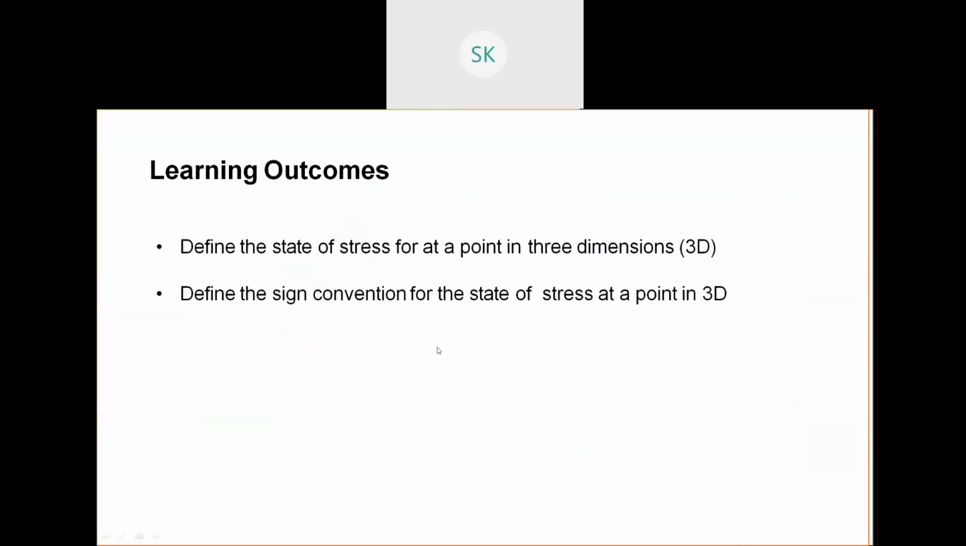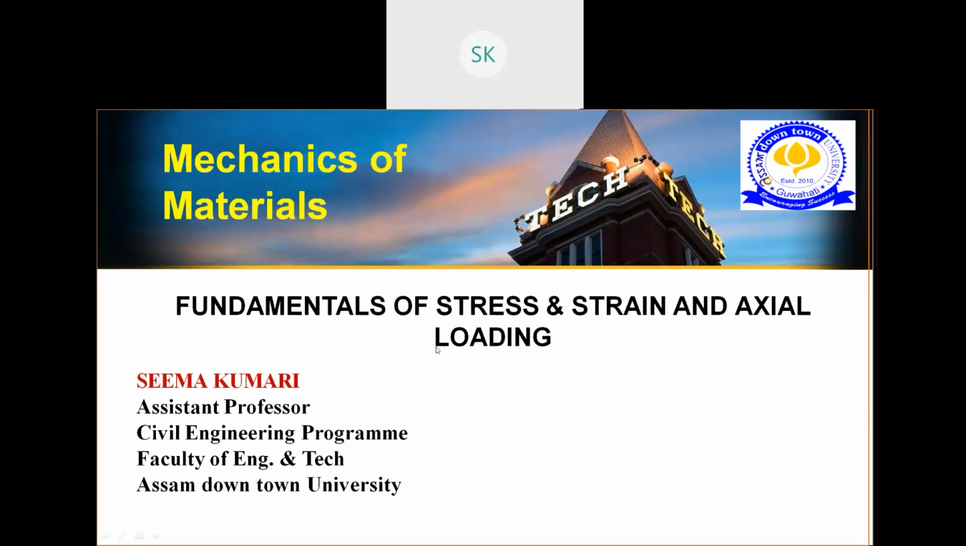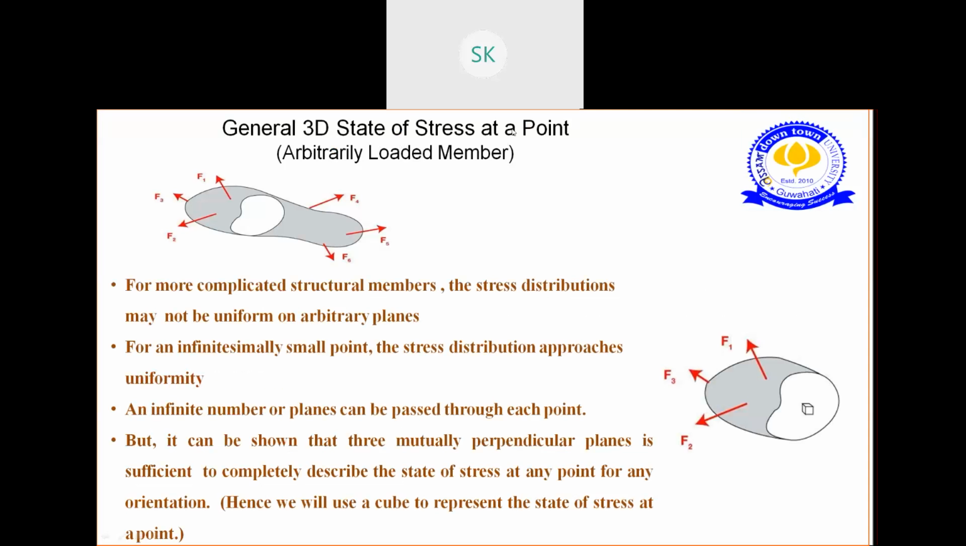So, I'm teaching you, every class has a module, and every class will have some learning outcomes. So in this class we define the state of stress at a point in 3 dimensions and the sign convention of the state of stress in the 3D direction. It means we'll study the 3D body, so the general 3D state of stress at a point.